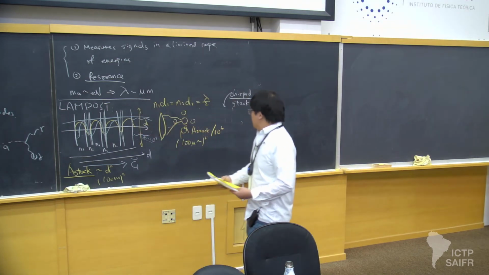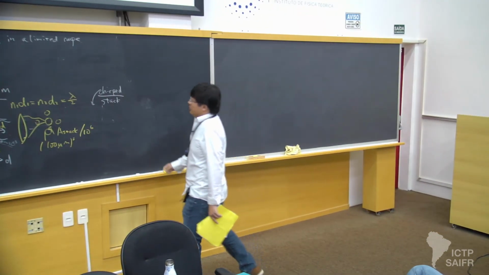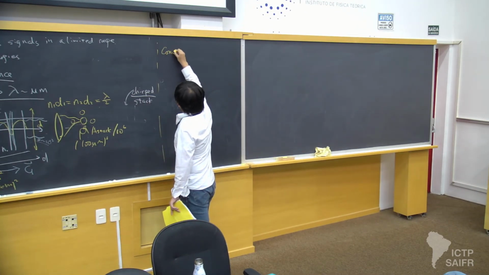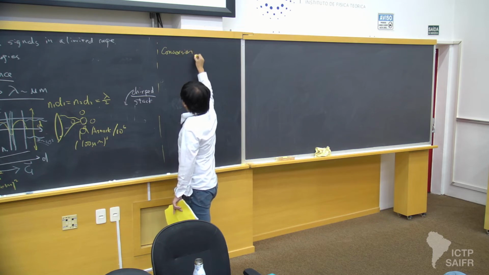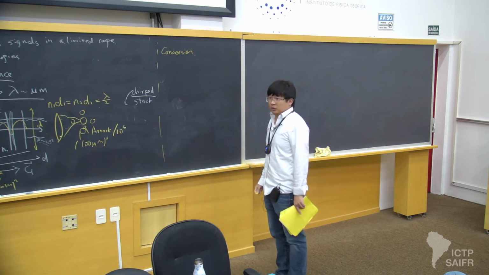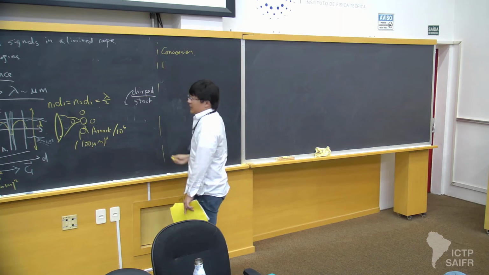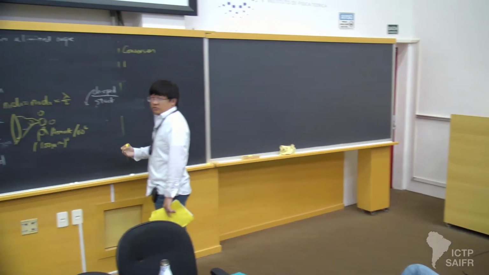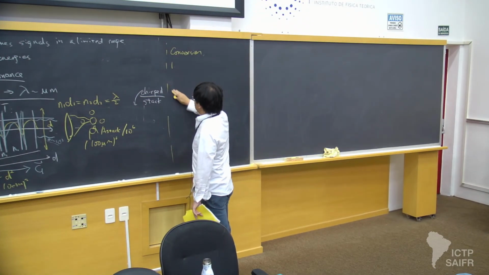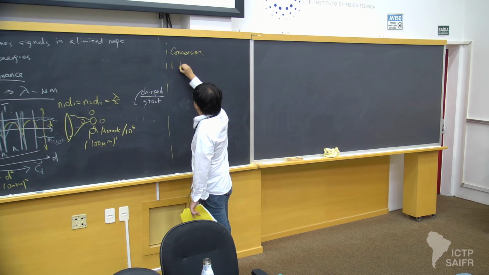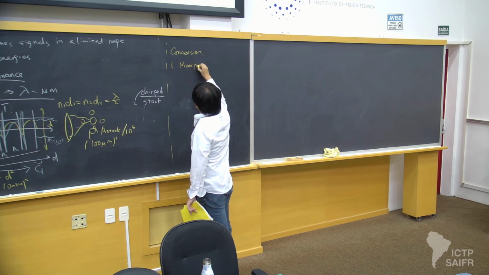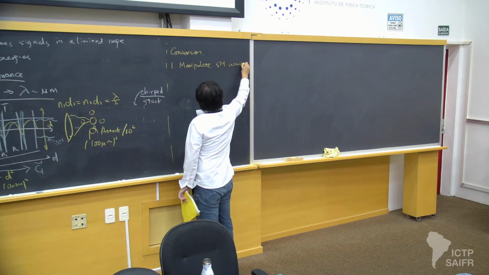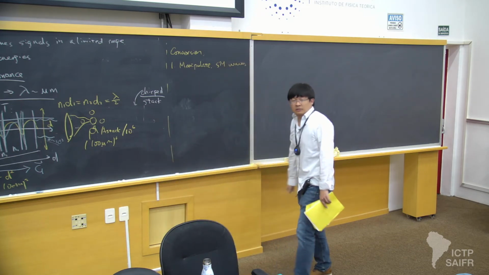Okay, so let's summarize a little bit. When I do conversion, there are a few important things I need to do. The first thing I need to be careful about is building the right structure. And the first thing we understood is we need to manipulate standard model waves such that they look like the dark matter wave.